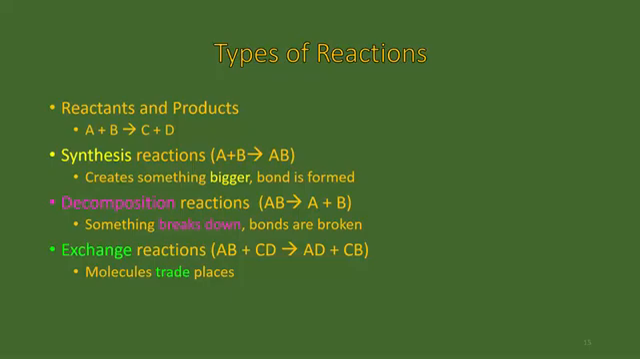So A plus B equals AB is a synthesis reaction. AB broken down to A plus B is a decomposition reaction. Exchange reactions are a little bit less common, but the molecules essentially are trading places. AB plus CD equals AD plus CB. Most reactions are reversible, and in the body, an enzyme that adds A plus B together can also break down AB into A plus B.